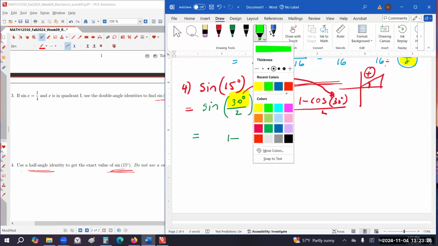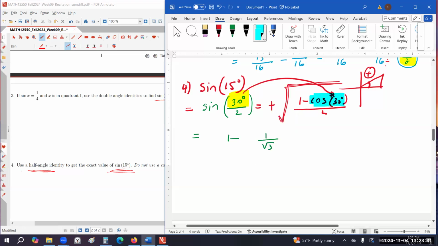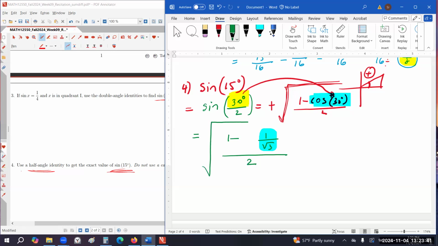Change the color to this cosine 30 degrees. We found that it is this one, square root of 3 over 2. Now we're going to divide everything by 2 and then take the square root. It says don't use the calculator, so without a calculator, we have to simplify this.